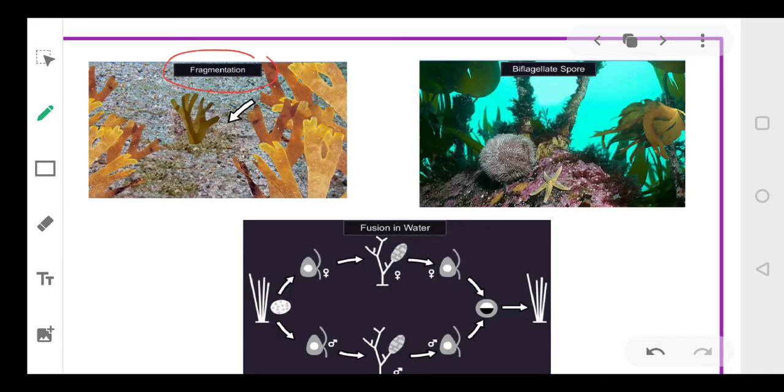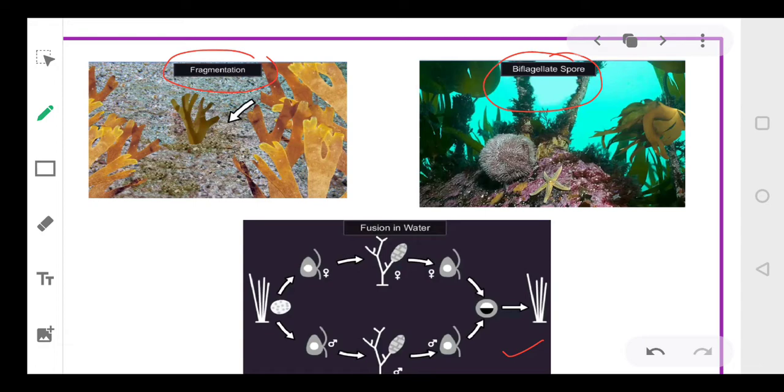Reproduction mainly occurs by fragmentation. As you can see in the picture, a small portion will separate, and then it will grow to form a new individual. And asexual reproduction is by biflagellated spores. Sexual reproduction occurs by forming various gametes.